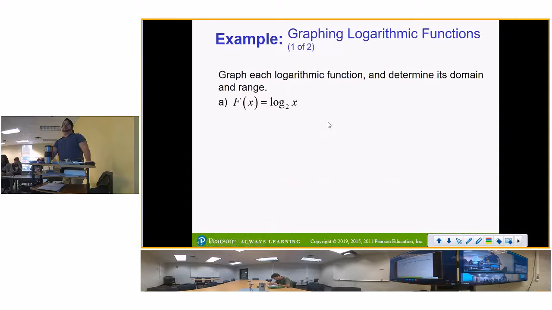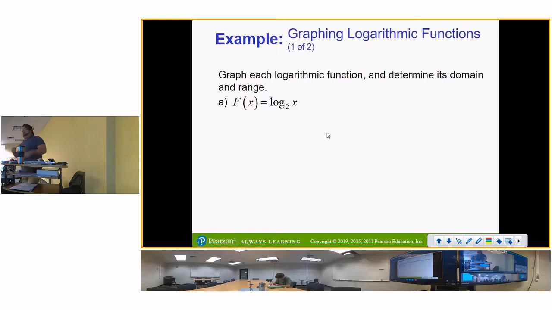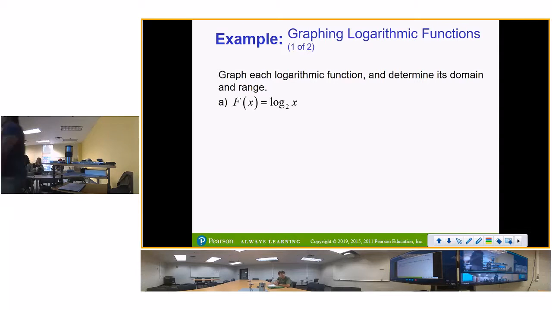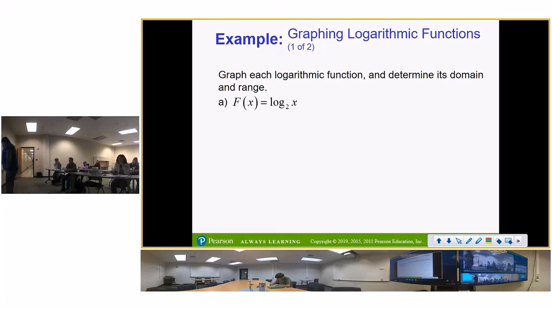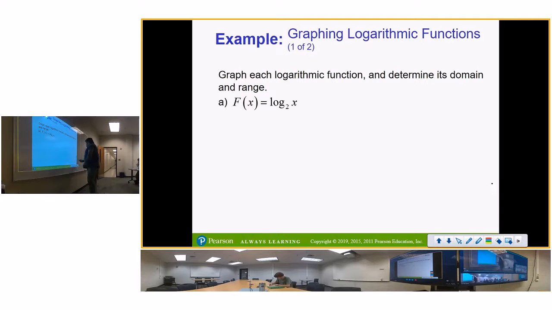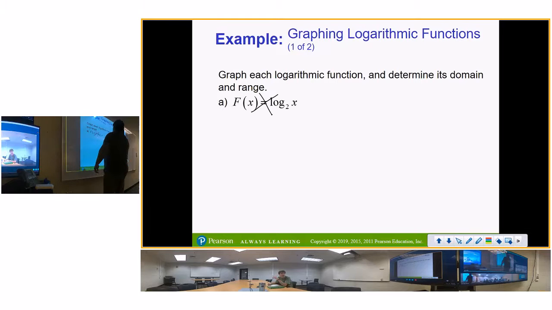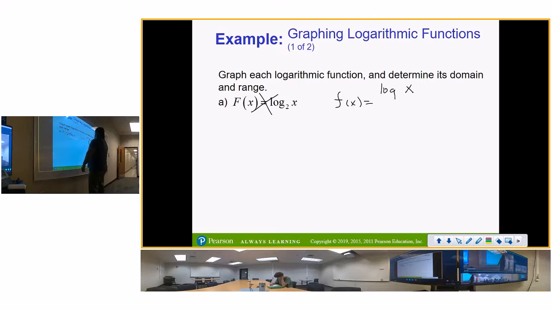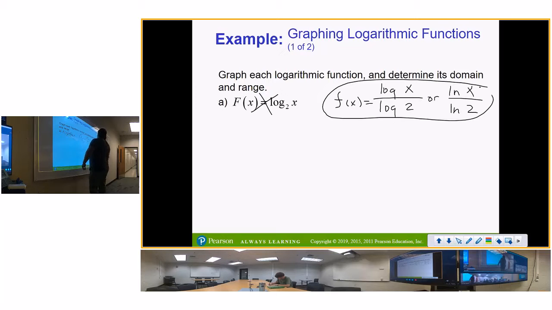Okay, graph each logarithm. Okay, here's a question. Graph it. So how would you graph a log base 2 when the calculator can't do log base 2? Use change what? Base. Change of base formula. So instead, we're not going to graph this. We're going to change it. f of x is equal to log of x over the log of 2, or the natural log of x over the natural log of 2. And that is what you're going to graph.